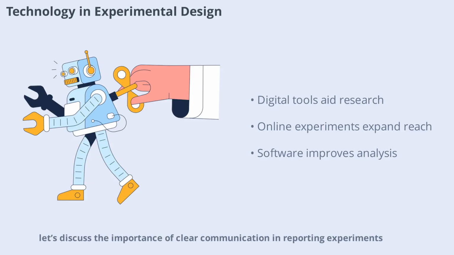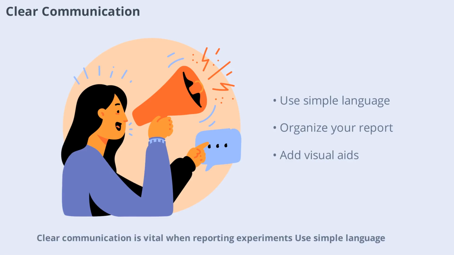Next, let's discuss the importance of clear communication in reporting experiments. Clear communication is vital when reporting experiments. Use simple language, organized structure, and visual aids like charts or graphs. This makes your findings accessible to a wider audience, including those outside your field. Good communication helps others understand, replicate, and build on your work.